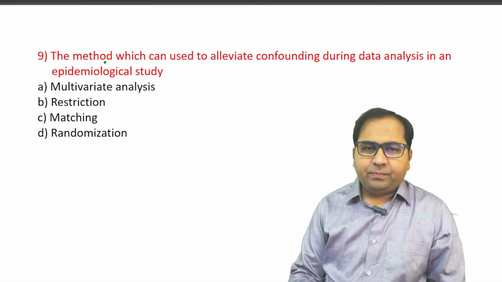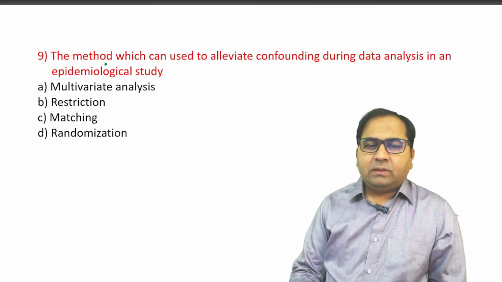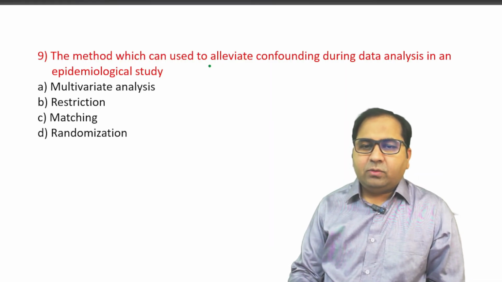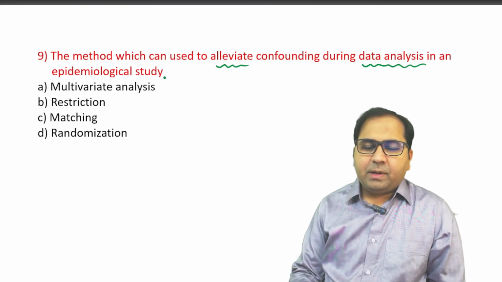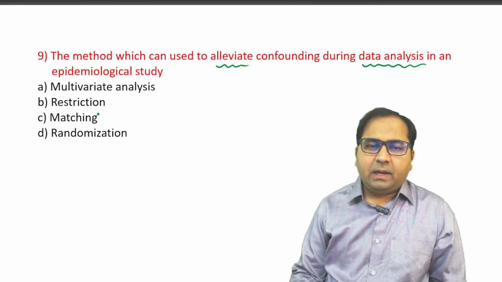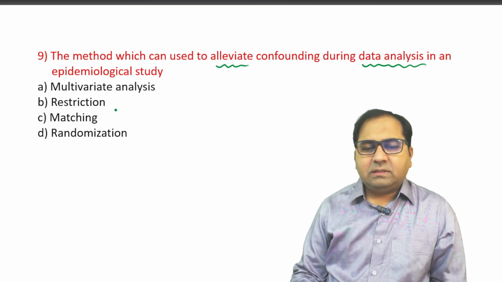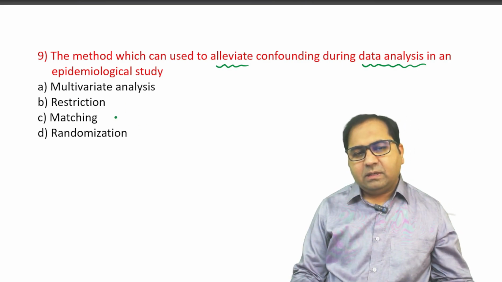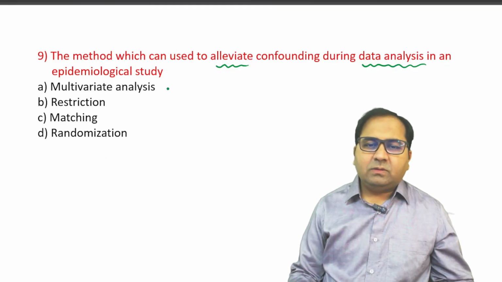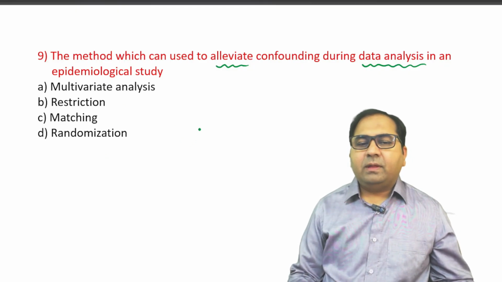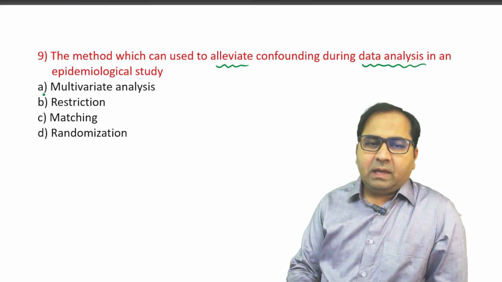Let us continue. The ninth question. The method which can be used to alleviate the confounding during data analysis in an epidemiological study. The options are A. Multivariate analysis, B. Restriction, C. Matching, or D. Randomization. So what is the answer for this question? The answer is A.